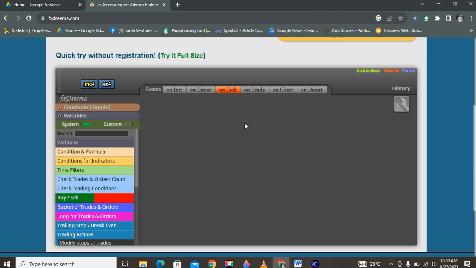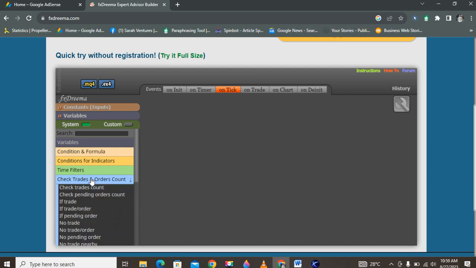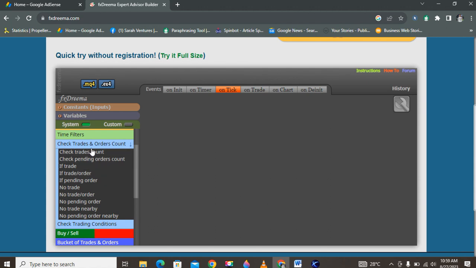I want to start creating our robot. First thing first, I want to go to trade, check trade and other counts. We click on it and drag it to our window. With this no trade, we are telling the robot that before you execute any trade, make sure you don't have any trade running before executing a trade.